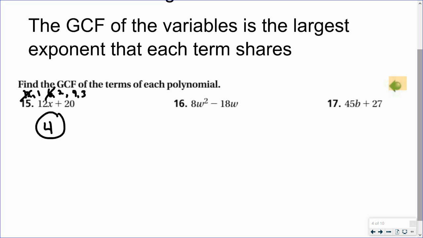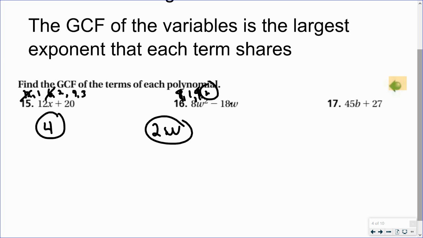Now let's look at these. There's a w in both, so let's take out a w. I'd like to take out w squared, but this is just a w, so I can't do that. Now let's look at the numbers. 8 is 1 times 8 and 4 times 2. Well, 18 divided by 8 doesn't work. 18 divided by 4, that doesn't work. That doesn't divide evenly. 2 works.